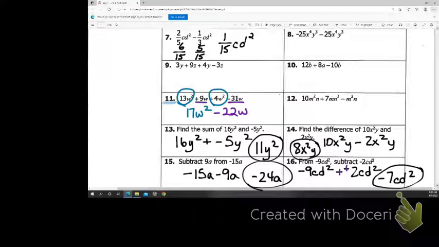Hopefully that went well, and that will help you with the homework problems. If you're in my current class, the homework problems that are on Unit 4, Homework 1, that will help with 1 through 12. And then next, in a separate video, I will talk about multiplying monomials. So this one was only the adding and subtracting.